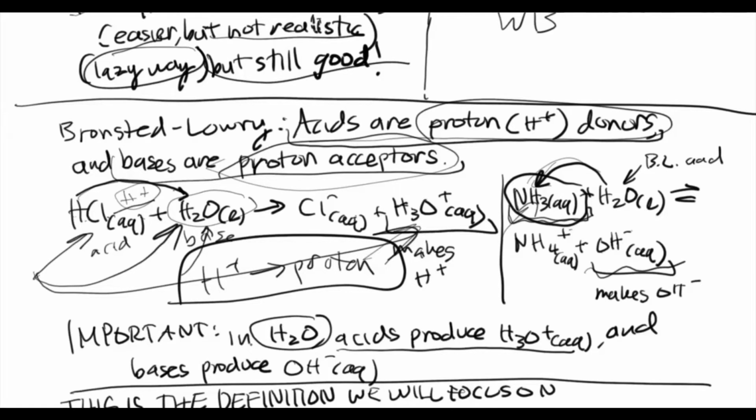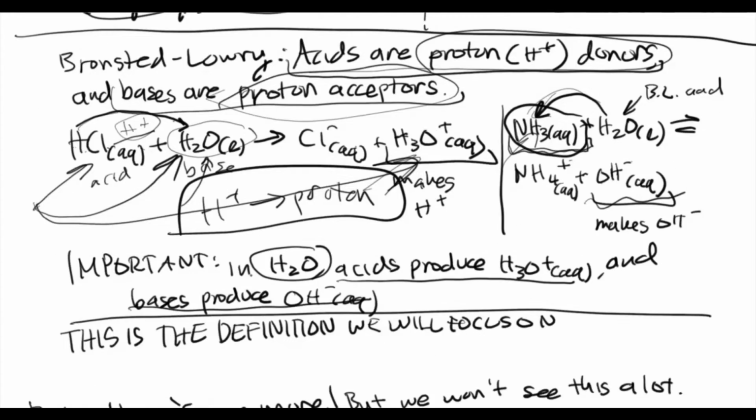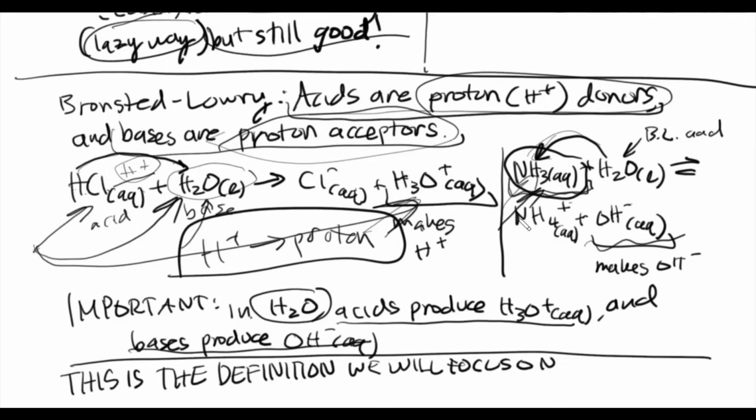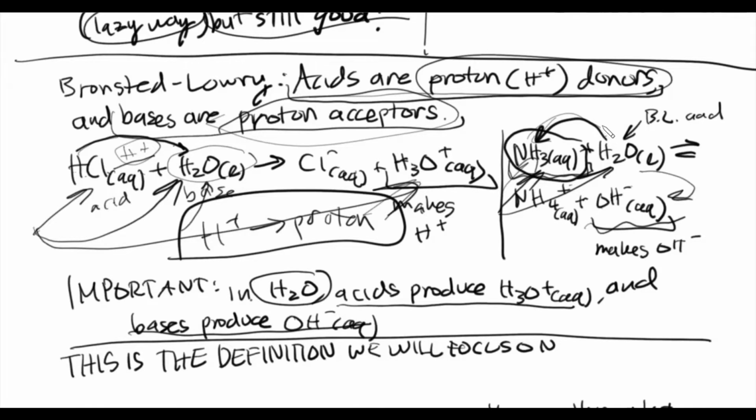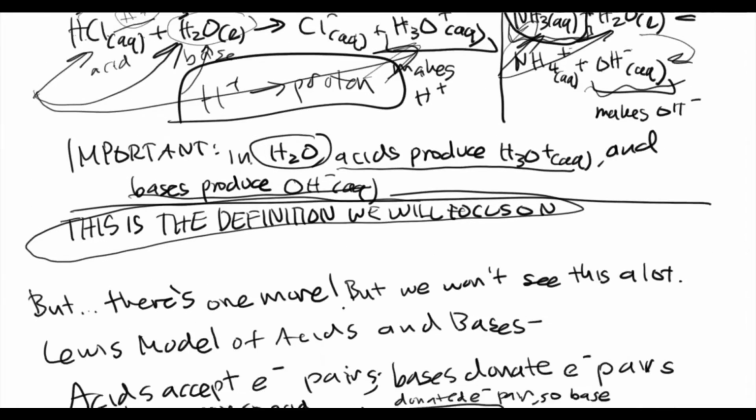Now, bases will produce OH minus in water. So this is a base, and in water, it reacts with water to form OH minus via transferring the H plus from H2O to NH3. So this definition of acids and bases, the Bronsted-Lowry model, will be the definition that we will focus on because it's the most relevant to what we will be discussing in future videos.